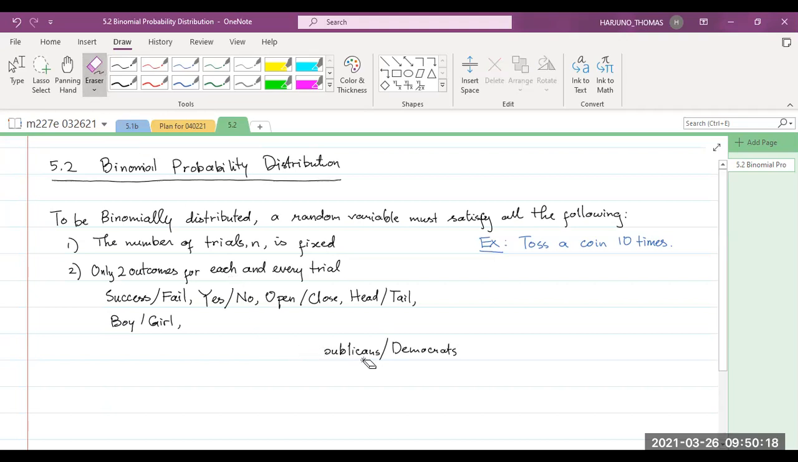For example, we cannot use green, yellow, red, just like in our traffic light, but we can use green or not green. You see? And so on and so forth. So it's not limited to only success or fail. When you toss a coin, in this case, you have the possible outcomes, head or tail.